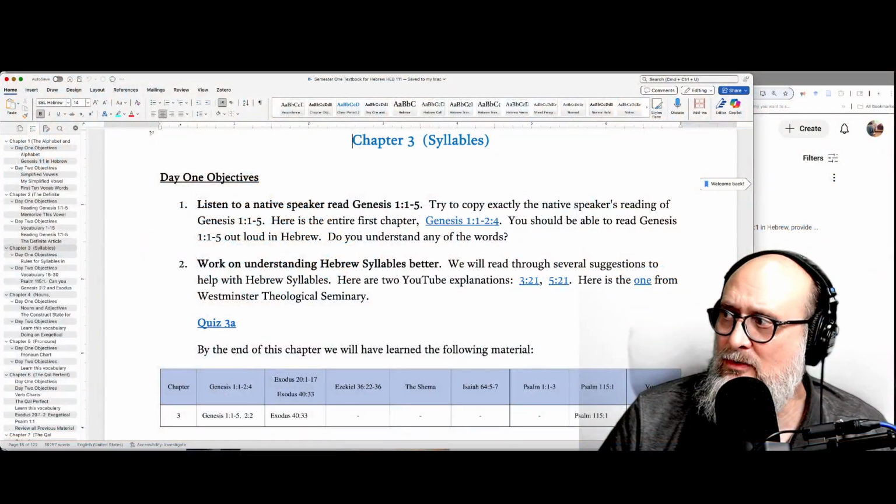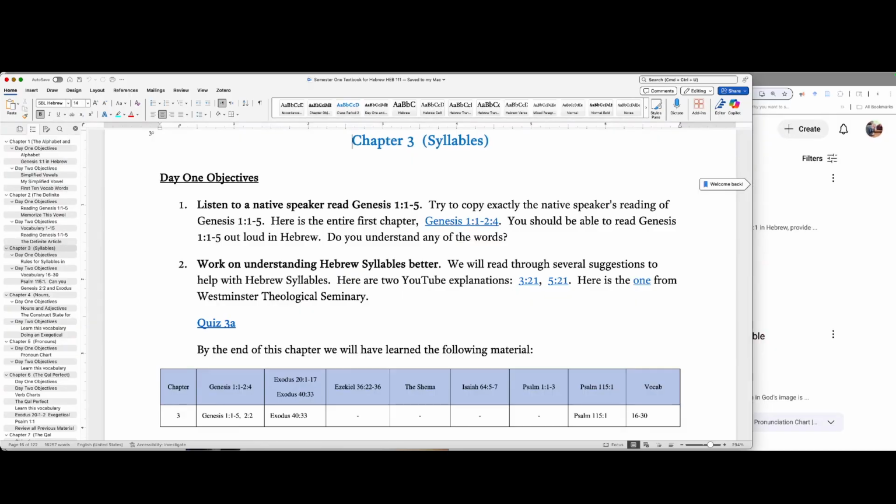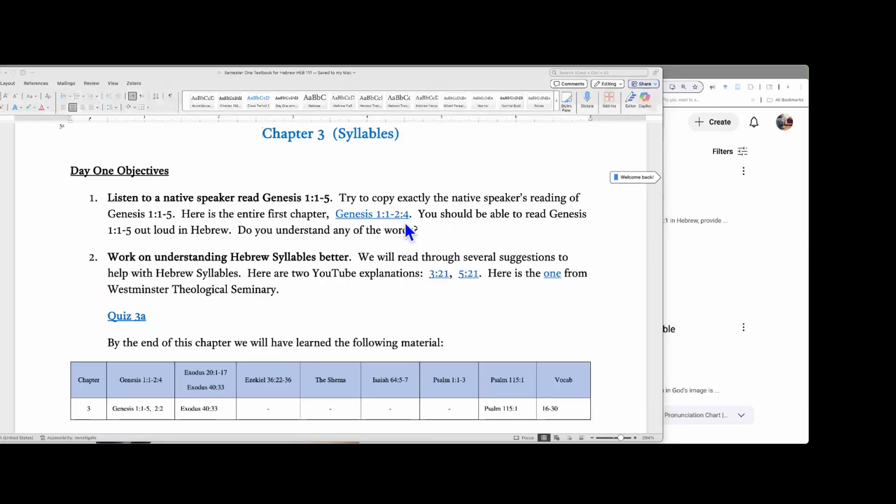So, what we want to look at today is chapter 3 here, and I can just take myself out. And we're continuing to look at this idea of syllables.